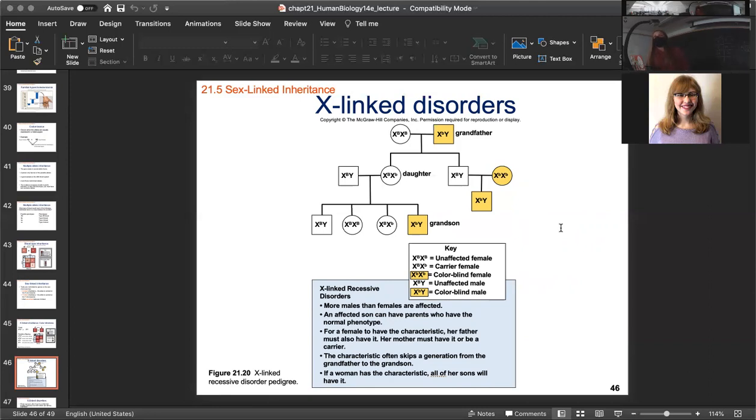Each row is a generation, okay? When there's a T intersection, meaning there's a horizontal and a vertical line, that means that they had offspring. And remember, it's just a biological table.